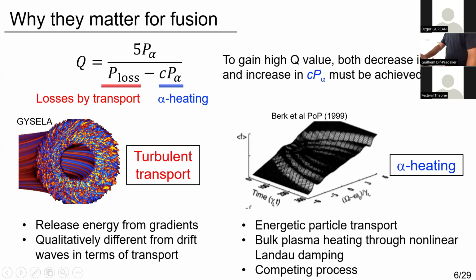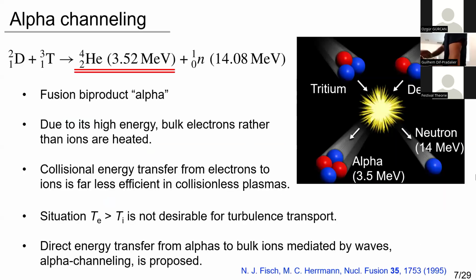So today I will focus especially upon the wave-particle interaction between energetic particles and waves. So let me go into more detail about alpha channeling. Alpha channeling is a scenario where the fusion byproduct alpha sustains the plasma by heating the plasma. Due to the high energy of the alpha particles, the bulk electrons rather than ions are selectively heated.